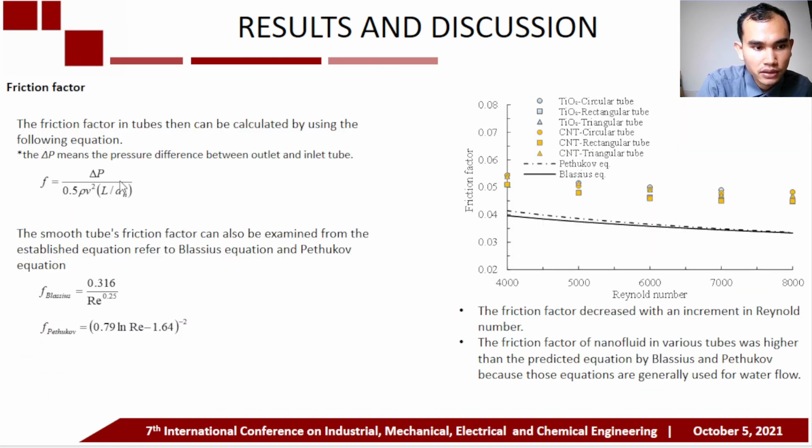And then the friction factor can be calculated by using these equations, and we compared it with the established equations from Blasius and Petukhov. It shows that increasing the Reynolds number will decrease the friction factor, and the nanofluid has a higher friction factor compared with Blasius and Petukhov because these are generally used for water.